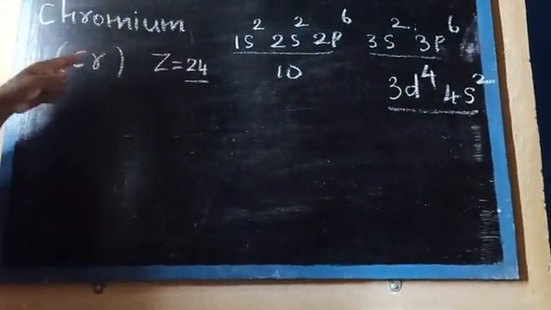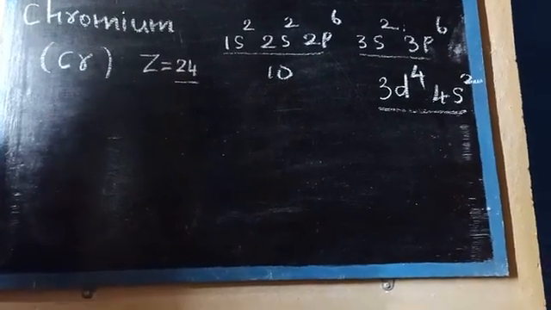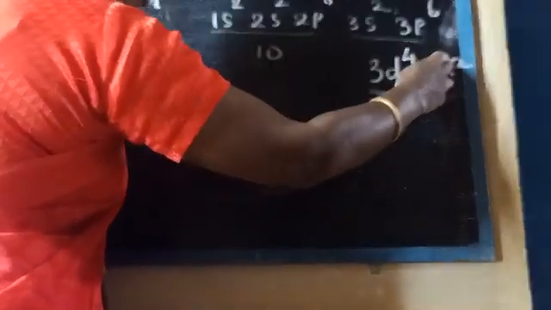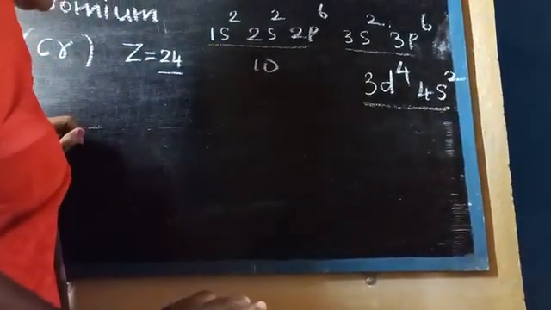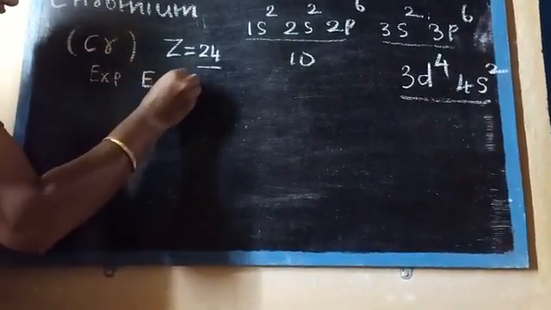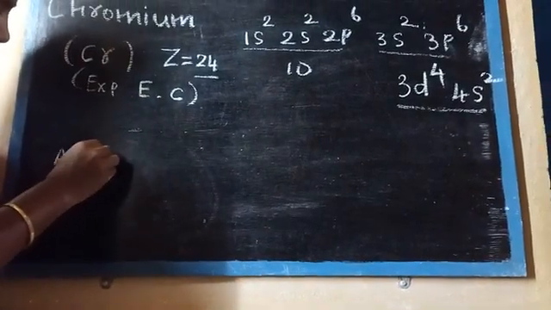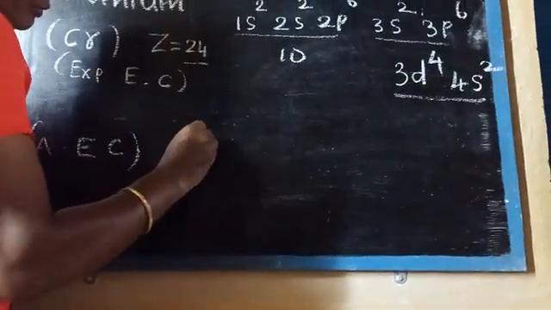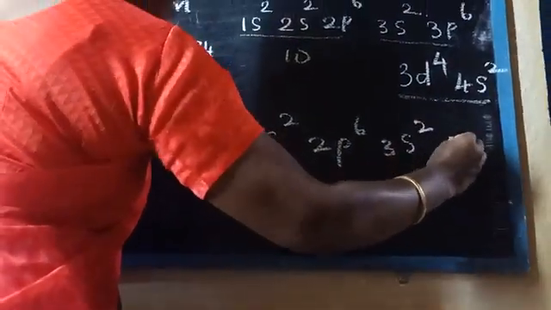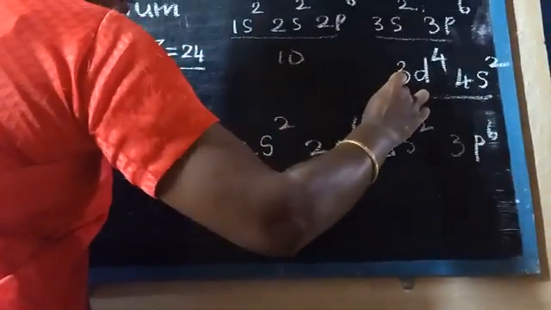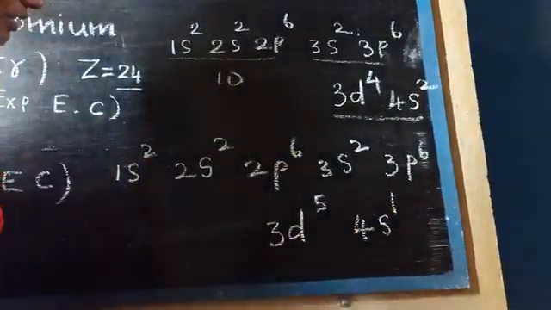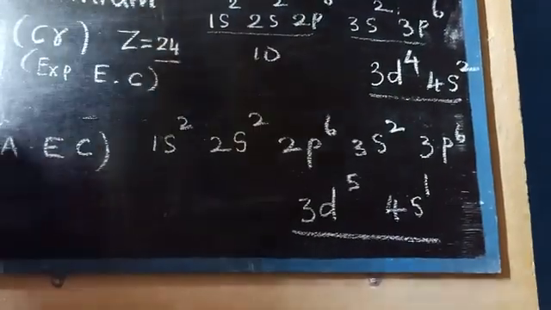Now this one is the expected electronic configuration. But here some changes occur. What is the change? One electron is transferred from the 4s orbital to the 3d orbital. So now write the actual electronic configuration: 1s2, 2s2, 2p6, 3s2, 3p6. Now one electron is transferred from 4s to 3d. So 3d5, 4s1. Now the correct electronic configuration is 3d5, 4s1.